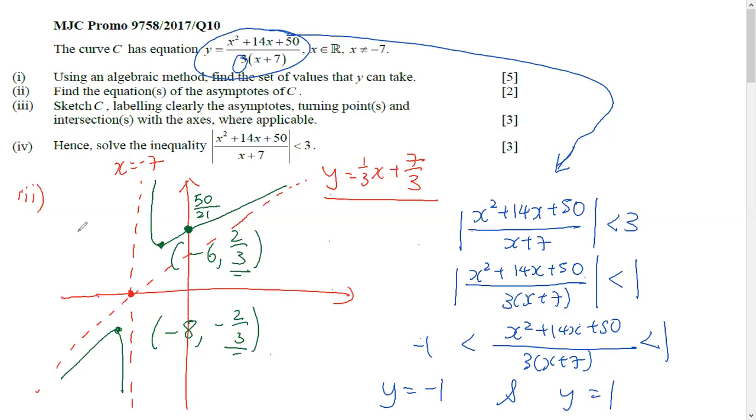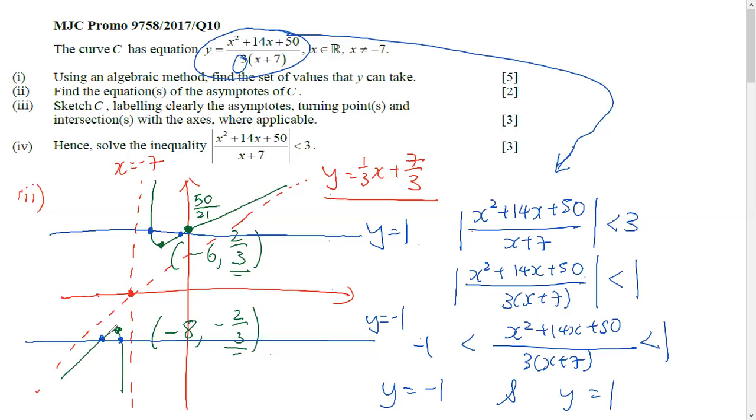Okay, so let me draw it. This is y equals 1, and this will be y equals -1. You have to use your GC to find out the coordinates of these 4 points.